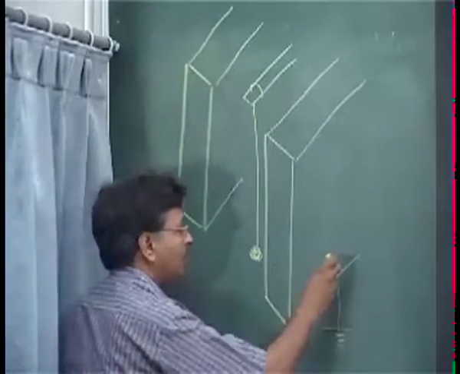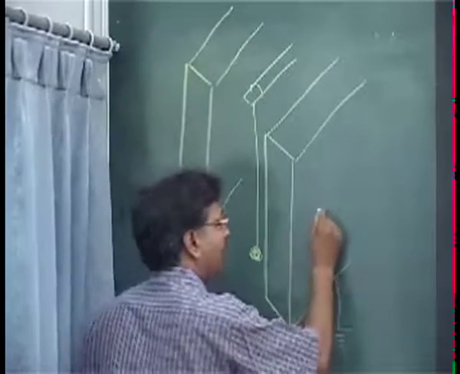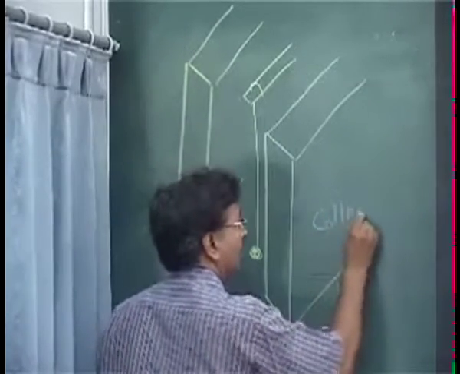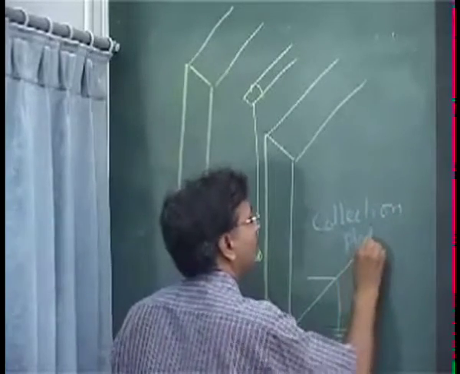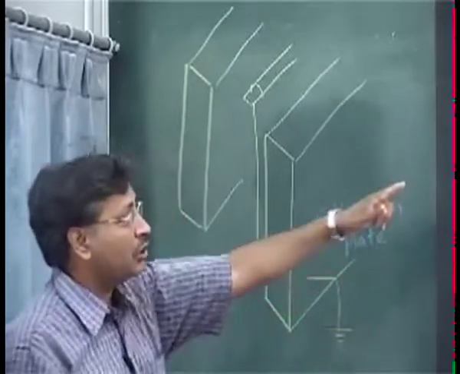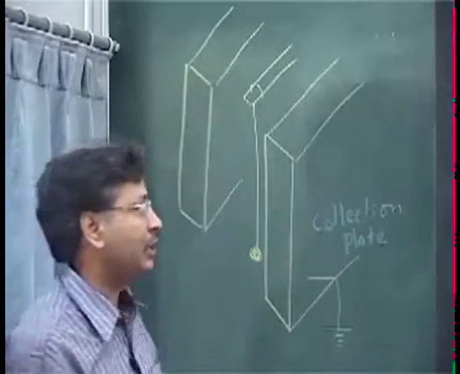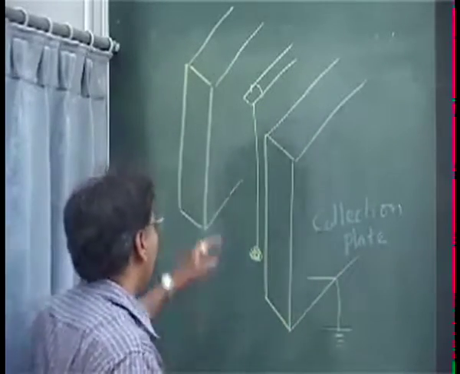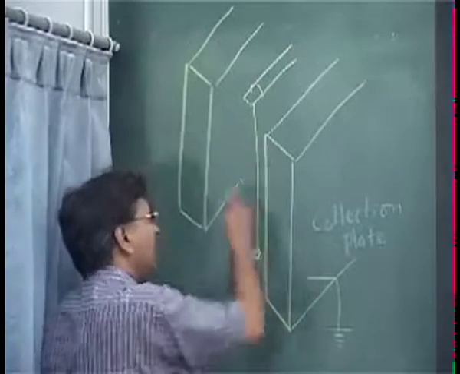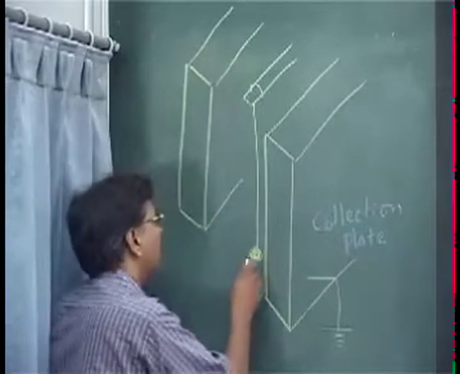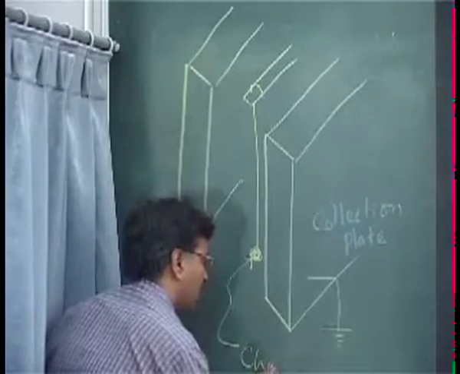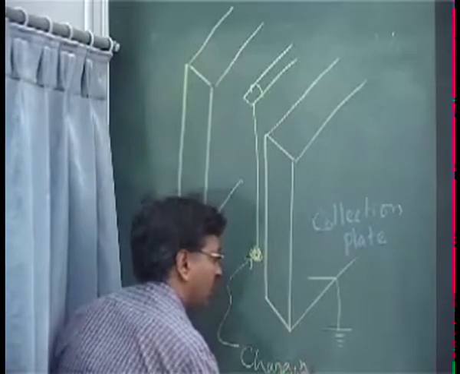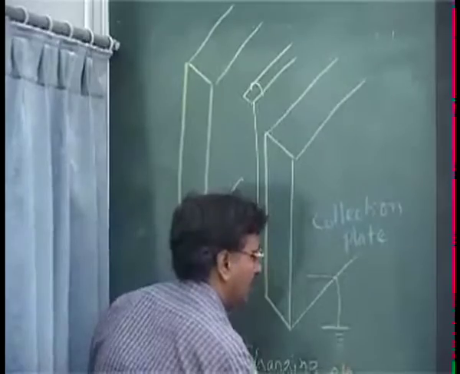So this is what we call the collection plate. That is what you see in the picture. You are really looking at the collection plate, but you are not seeing inside, but you see from inside. Then there is this, called the charging electrode.